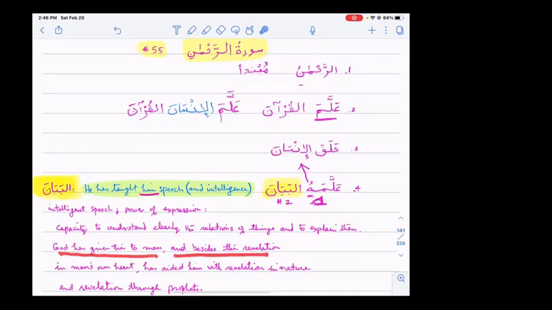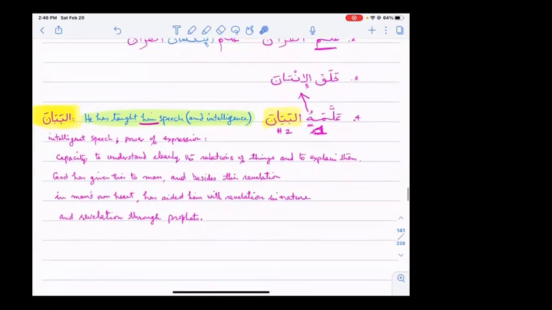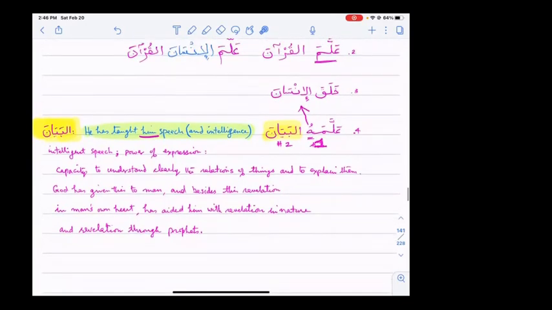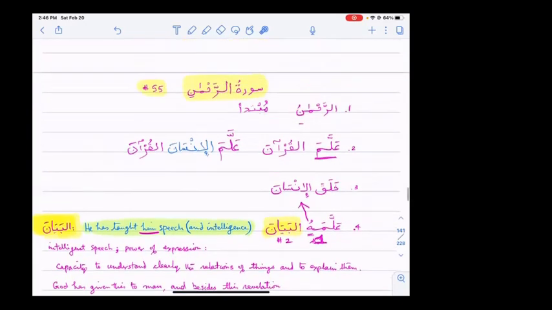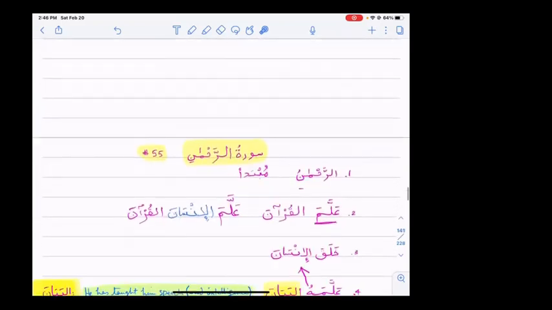And besides this, revelation in man's own heart has added to him revelation in nature. Everywhere we see the signs of Allah. And how do we know? Because Allah has taught all these things. And revelation through prophets. Did you get the idea? Alhamdulillah. This is it. We will do more. Just try to memorize this.